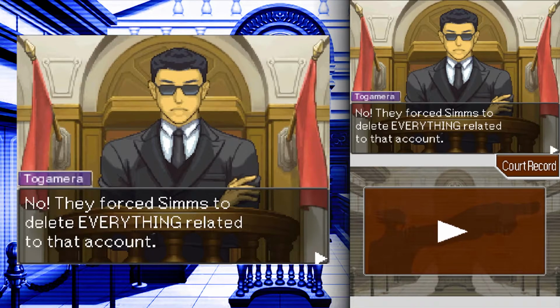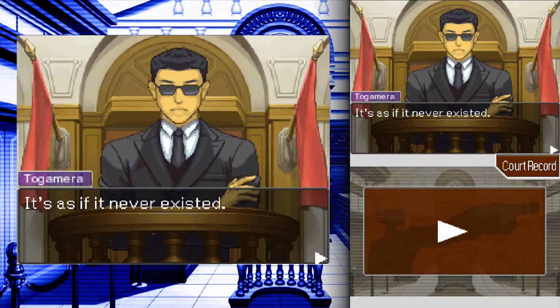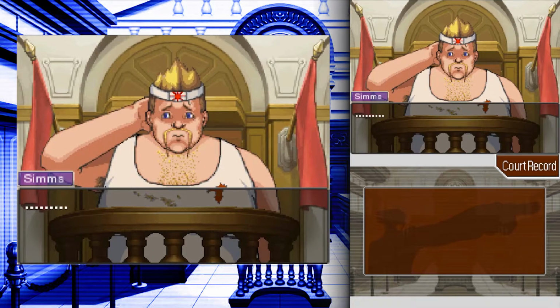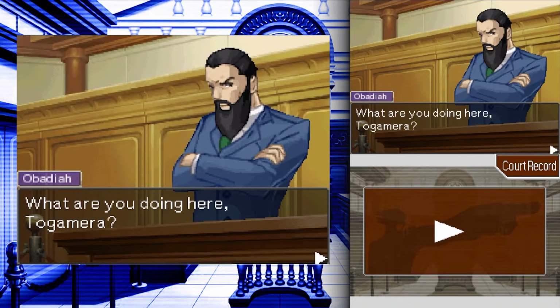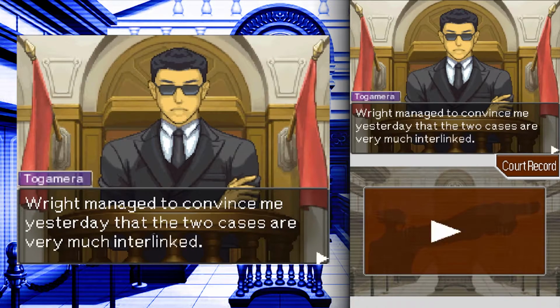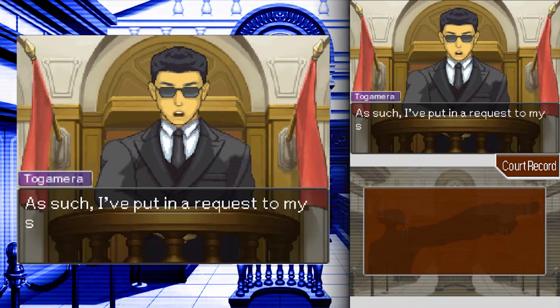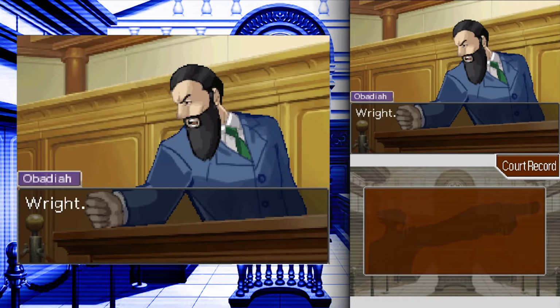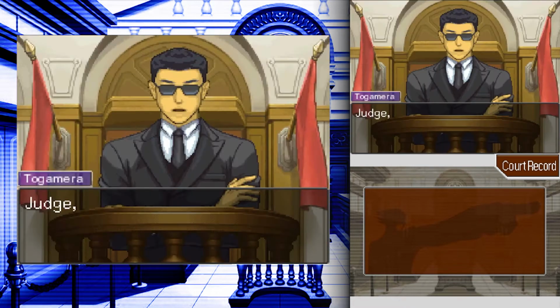They forced Sims? How do you... As if it never existed. Isn't that right, Sims? Hi, Sodesu. What are you doing here, Togamera? Shouldn't you be at your crime scene? Wait, why did you even come here? Wright managed to convince me yesterday that the two cases are very much interlinked. And as such, I put in a request to my superiors for the two to be merged into one. Under my supervision, of course. Right? What? I didn't... What?